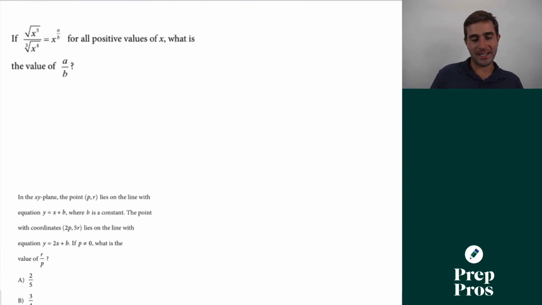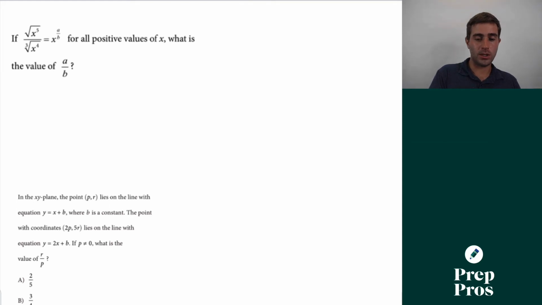Now here is another very tricky exponent question on the test. Here we're told: if the square root of x to the 5th over the cube root of x to the 4th equals x to the a over b for all positive values of x, what is the value of a over b? As you can see, we may get a trend here for very difficult questions. They love making us go from root form to fractional form or fractional form to root form.